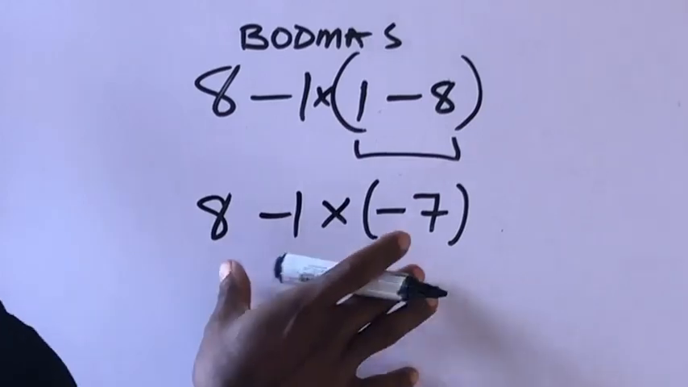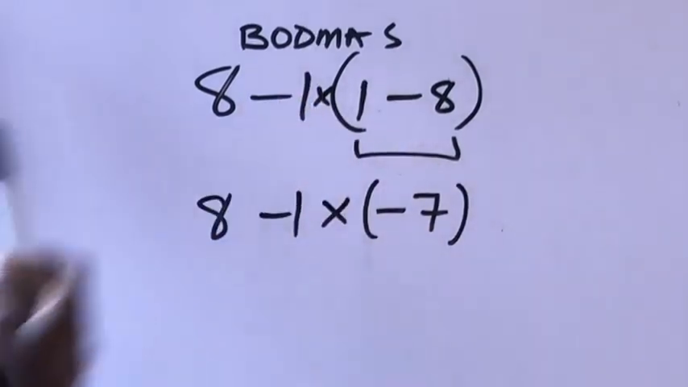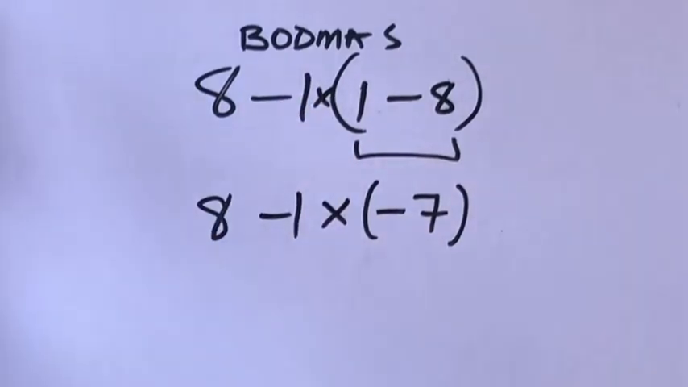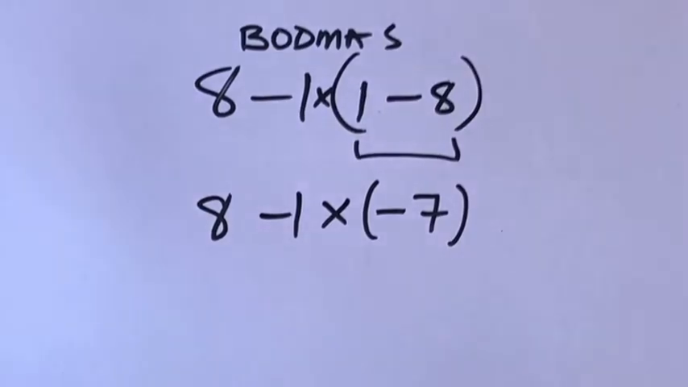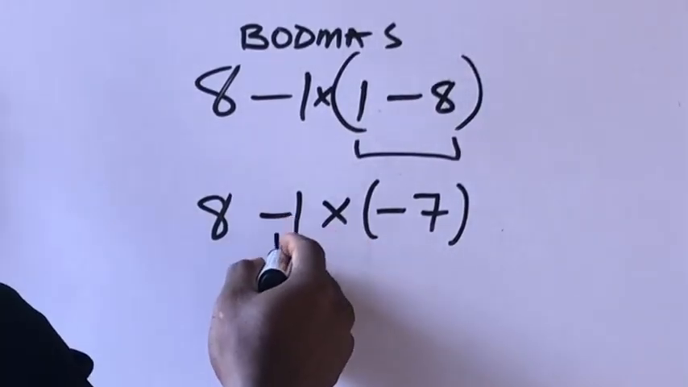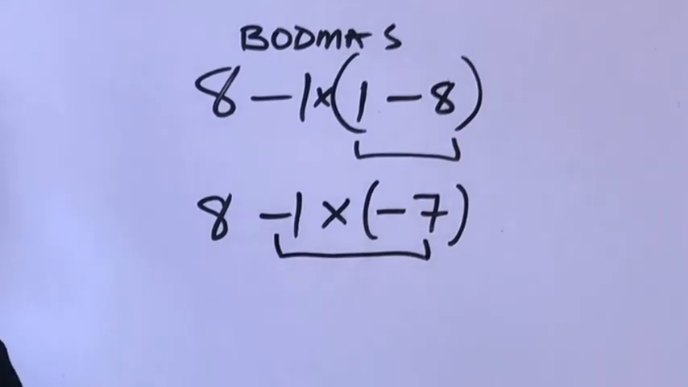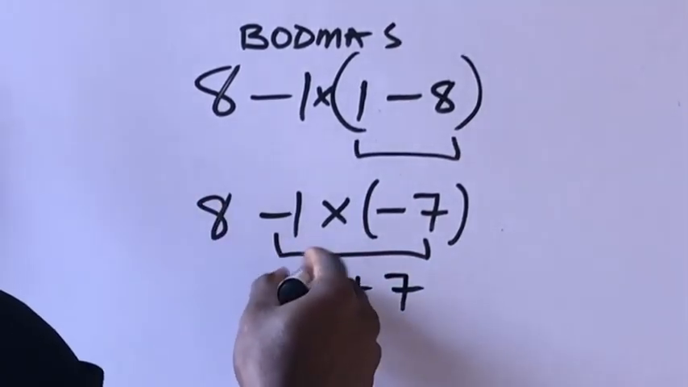So now we are in this place. What we need to do is look at your order of operation very well, and you discover that multiplication comes before addition and subtraction. So we have to multiply first. So when we multiply, minus 1 times minus 7 will give us plus 7. Then we bring down 8.